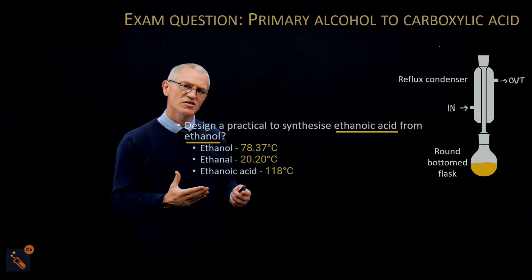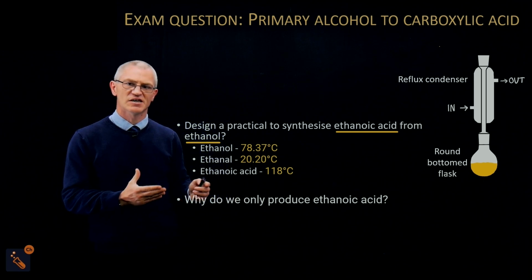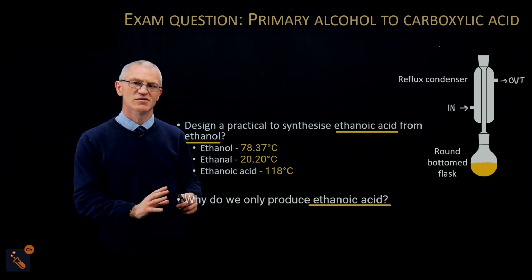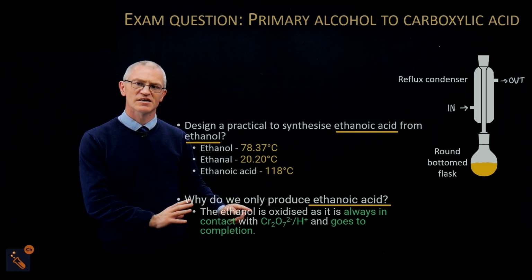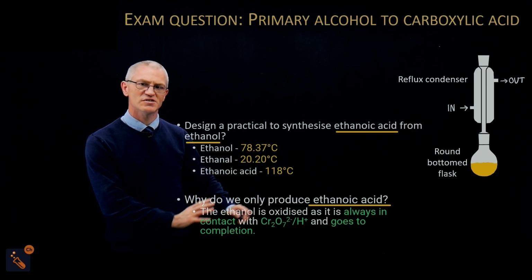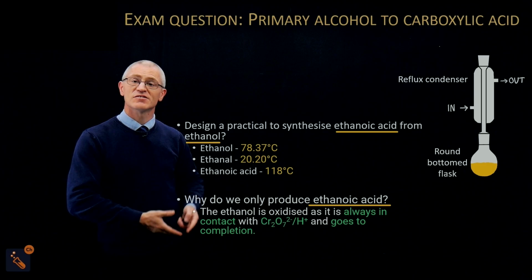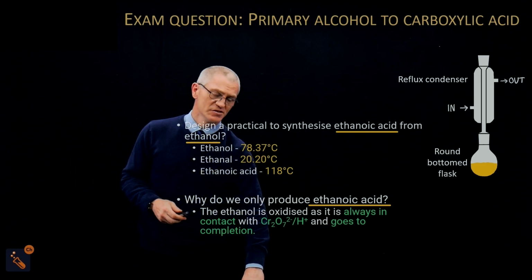Okay, and it's worth just going over again that kind of exam question. Why do we only produce the ethanoic acid? Well, it's because it always stays in contact, as I said. It always stays in contact with the oxidizing agent. And so the whole thing goes to completion.